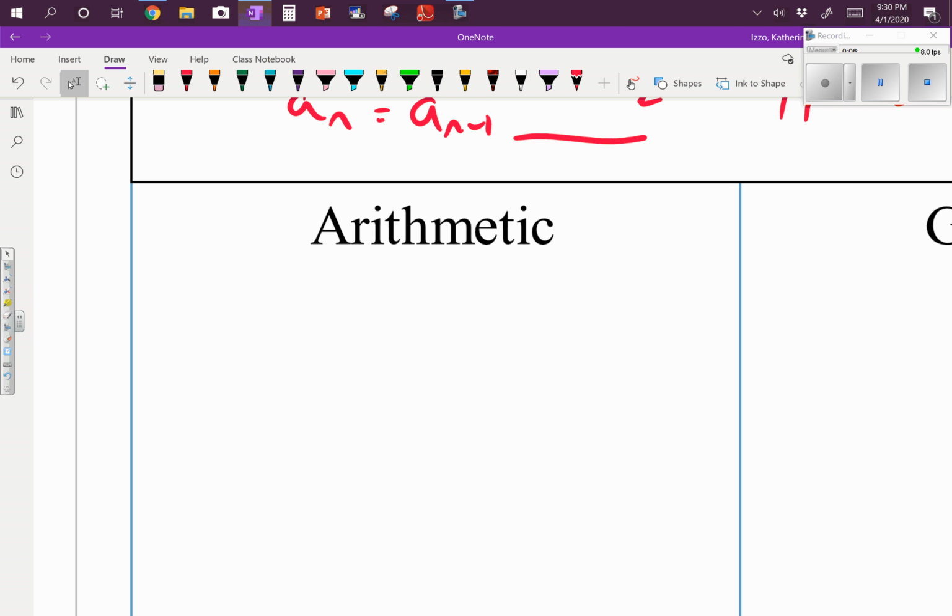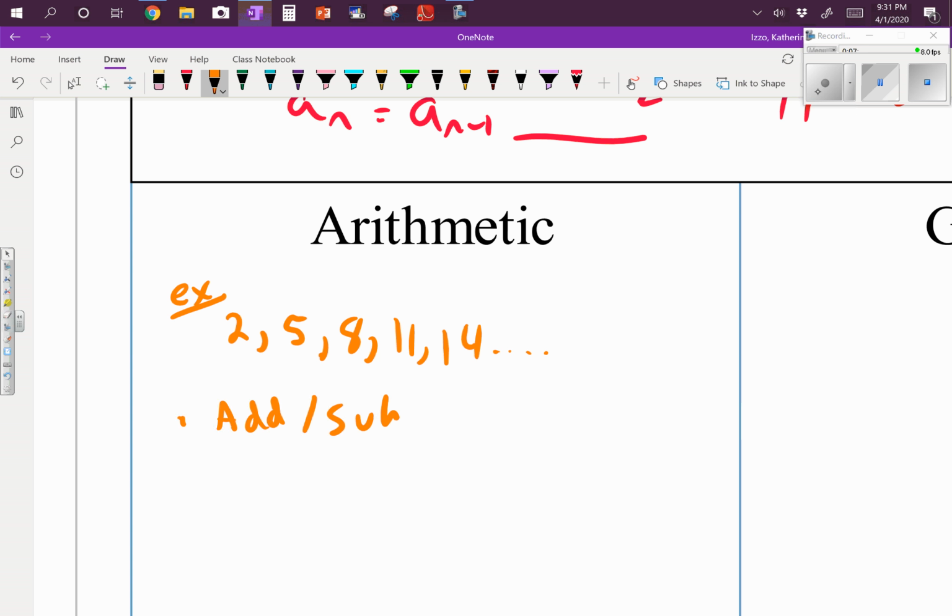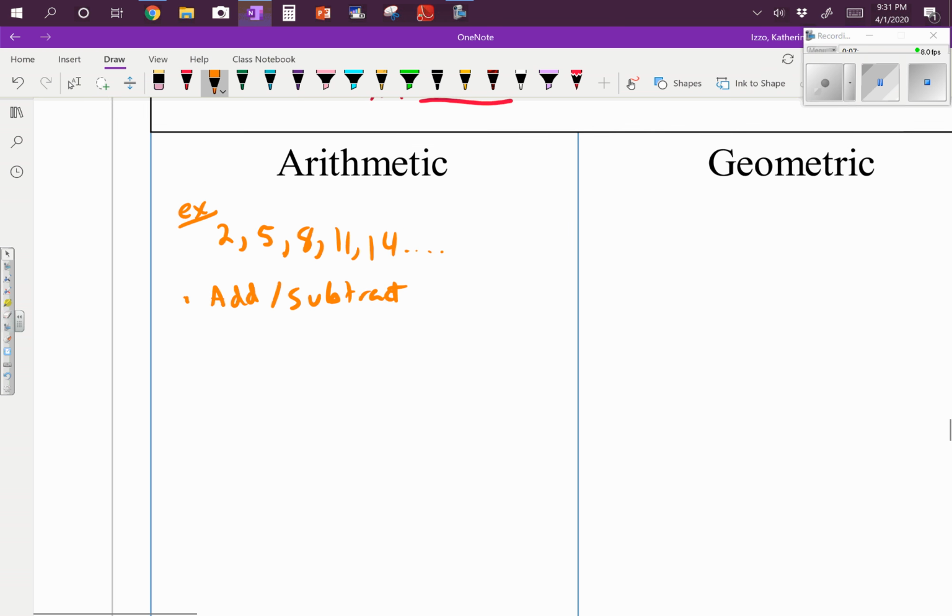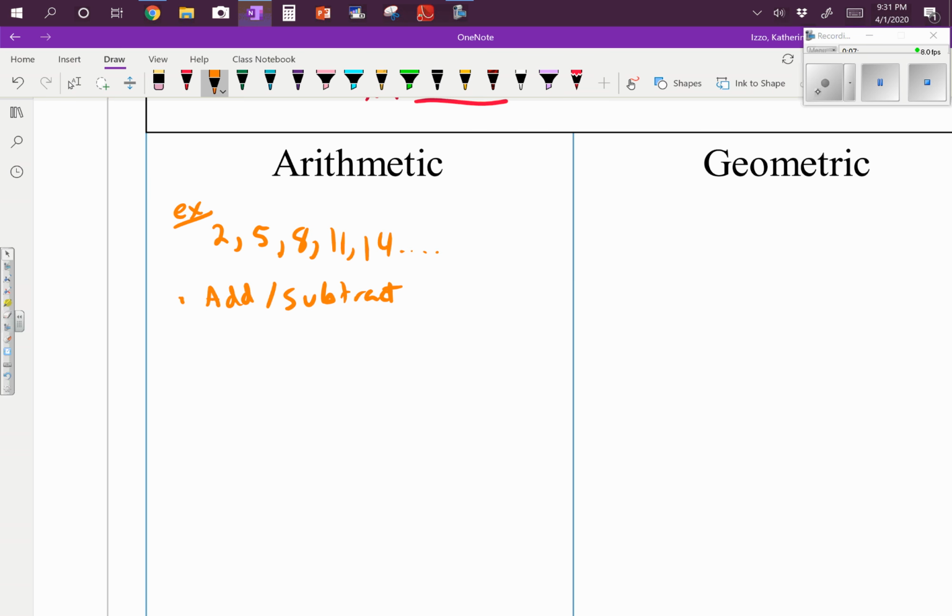Arithmetic sequences. Let's do an example of arithmetic. Arithmetic sequences would be like 2, 5, 8, 11, 14. It'd be anything that we add or subtract to get the next one in the sequence. And notice there's always the recursive and the closed form.